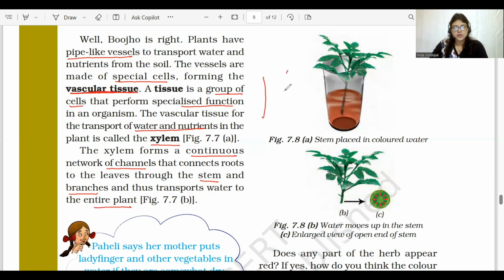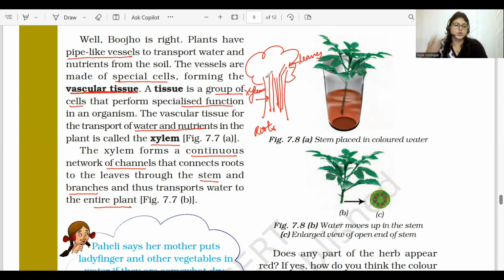So if we look at the trunk part, there will be millions of such tube-like structures. They will be connecting the roots to the leaves through the trunk or the stem. So this is how the xylem works. It forms a continuous network of channels that is connecting the roots to the leaves, either through the stem or through the trunk or the branches.